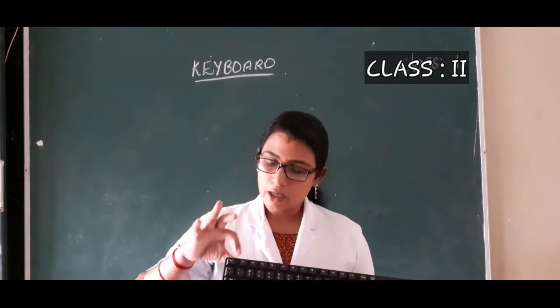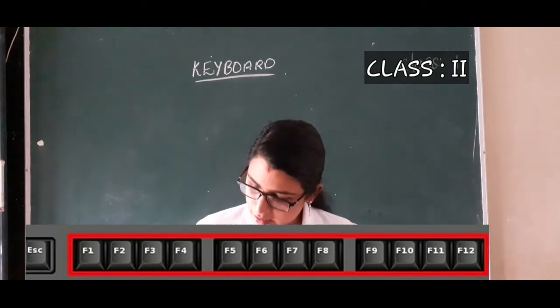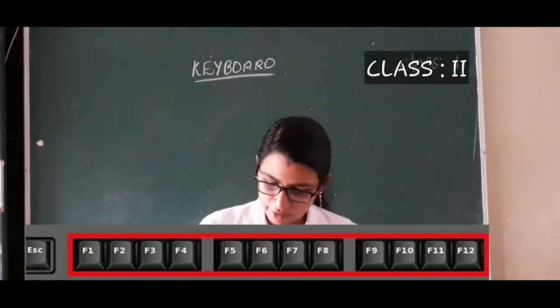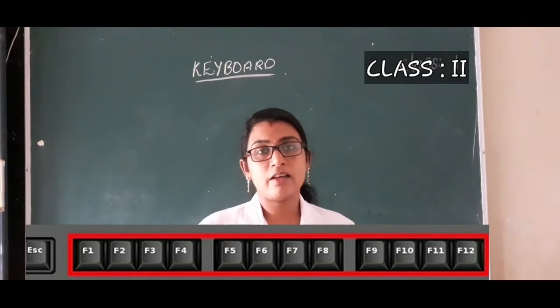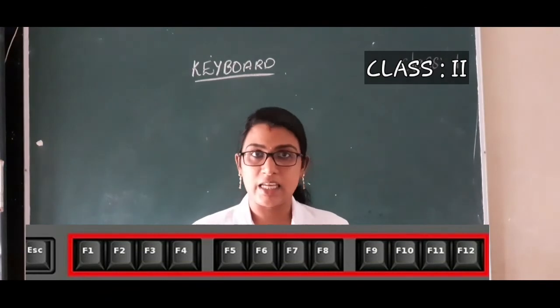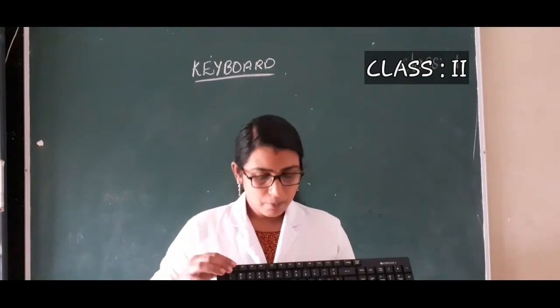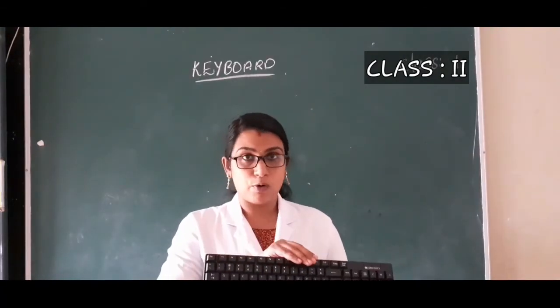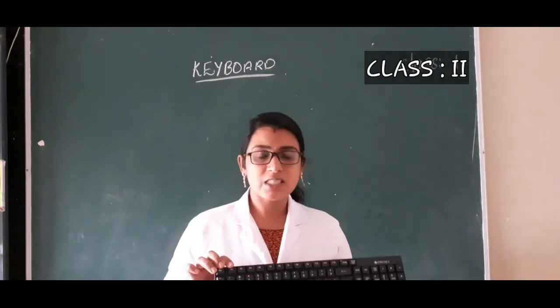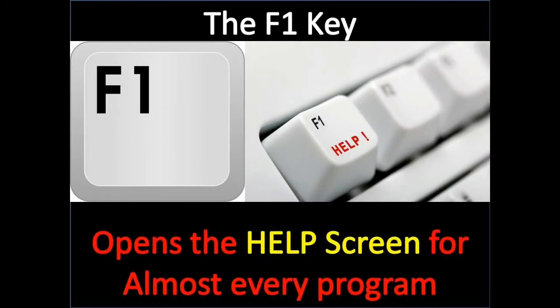Okay, then look at this. Here we can see some function keys. Okay, that is F1, F2, F3, F4 up to F12. Here in the keyboard we can see some function keys. Okay, so these function keys are always placed in the top of the keyboard. Okay, these keys are used for some special functions. Function keys are also used as shortcut keys. Shortcut keys help us to do things fast.